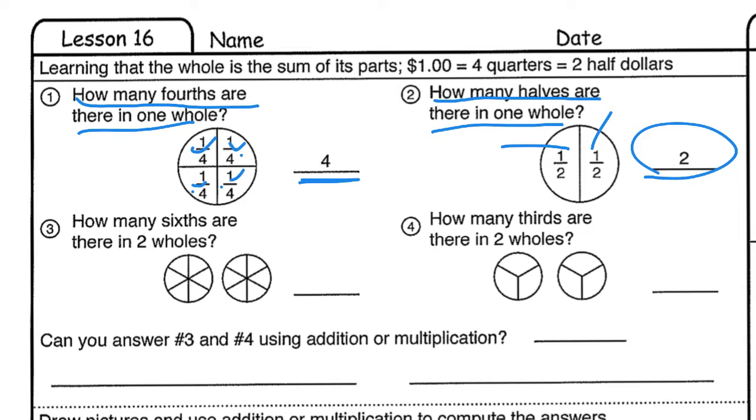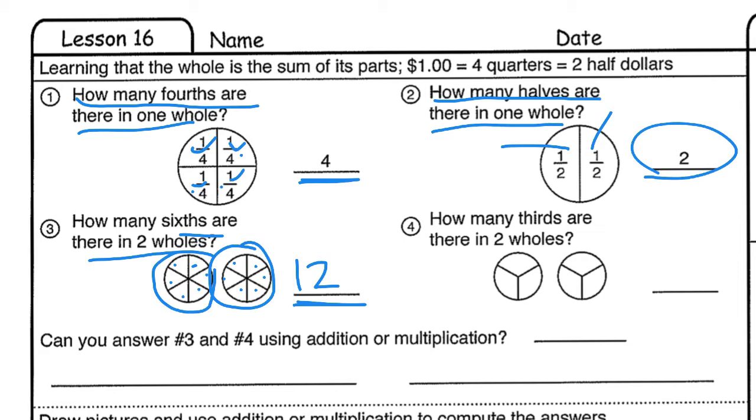How many sixths are there in two wholes? Well, how many sixths are there in one whole? And here's another whole. How many total sixths do you see there? Pause the video, write the answer right here, and then turn it back on. The answer would be 12. If you don't know how we got 12, 1, 2, 3, 4, 5, 6 there, and 1, 2, 3, 4, 5, 6 right there makes 12 altogether.